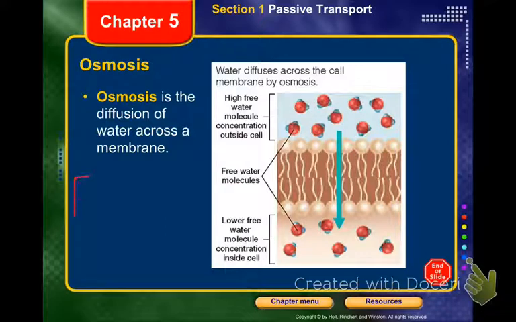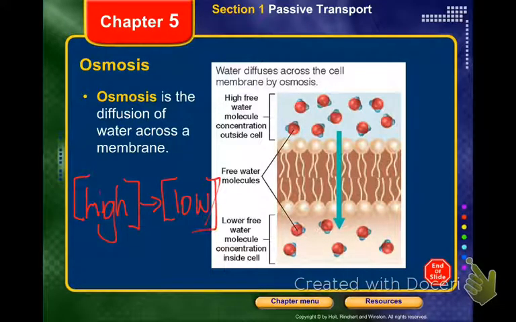So we are still going from an area of high concentration to an area of low concentration. But now we're specifically talking about water and a cell membrane. So what makes osmosis different from simple diffusion is that we're talking specifically about water molecules moving, and we now have a selectively permeable membrane.